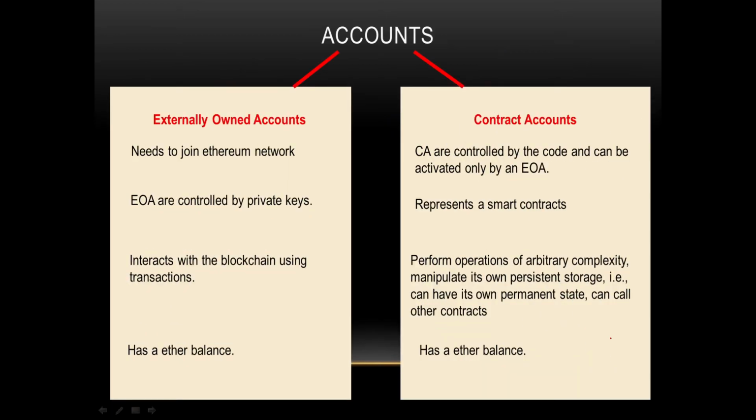Accounts. There are two types of accounts in Ethereum. One is the externally owned accounts and the other is the contract accounts. This is also known as smart contract accounts. So, what are externally owned accounts? These are the accounts that a person needs to join the network. To join the blockchain network, he will need an externally owned account.